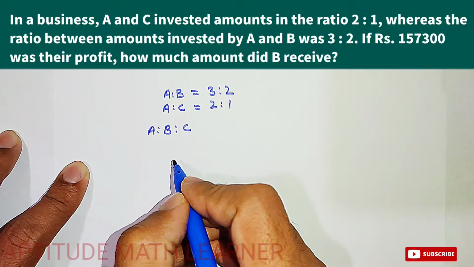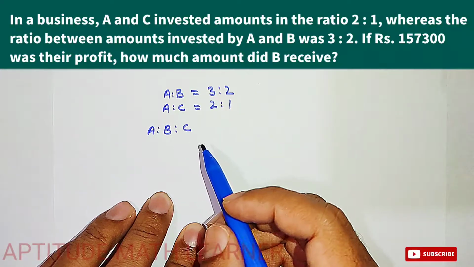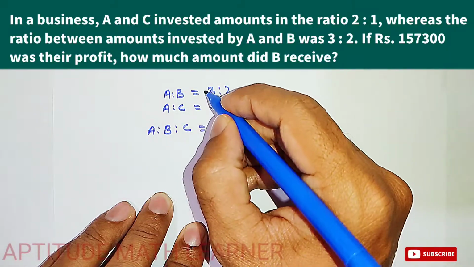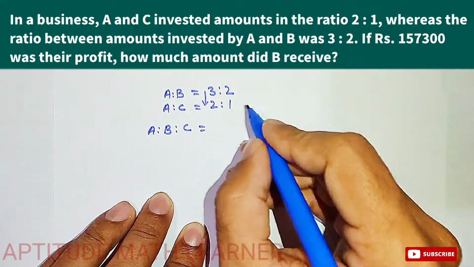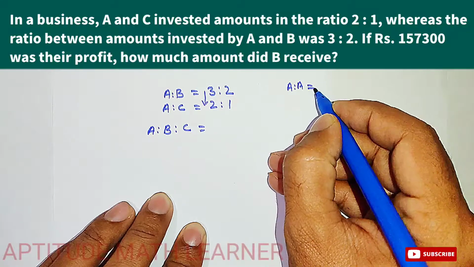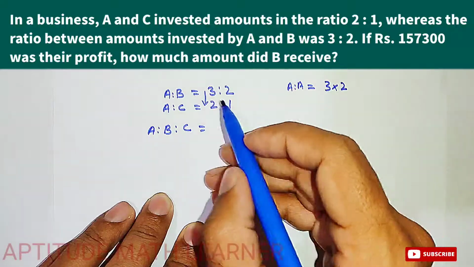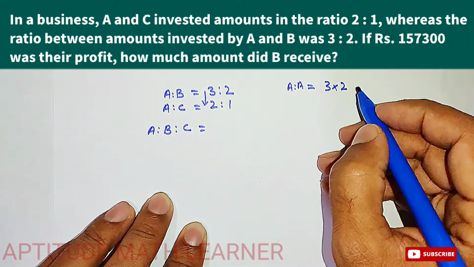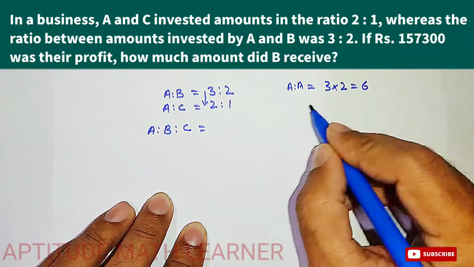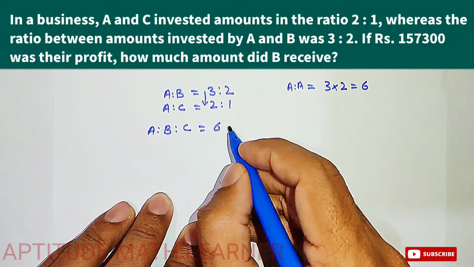For this, the simplest way is to find the ratio for A first. We just multiply A by A. So A's ratio is 3 multiplied by 2, and we get 6. So this is the ratio for A, that is 6.